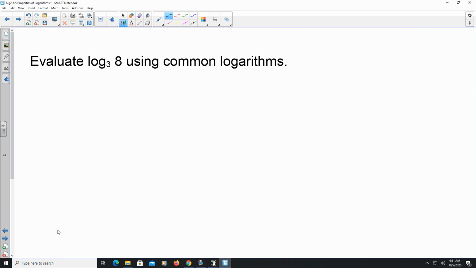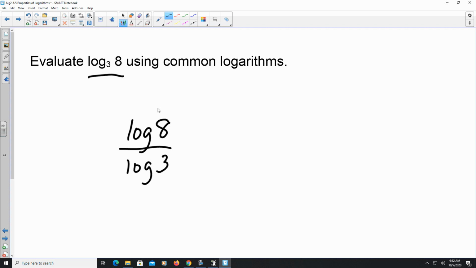Here it says I want to evaluate log base 3 of 8 using the change of base formula. So I want to rewrite this using the change of base formula. It's going to be the log of 8 divided by the log of 3, again making my base 10.